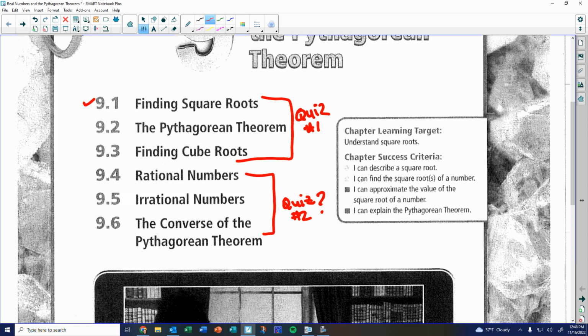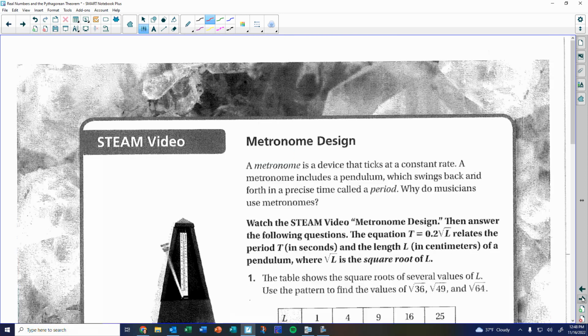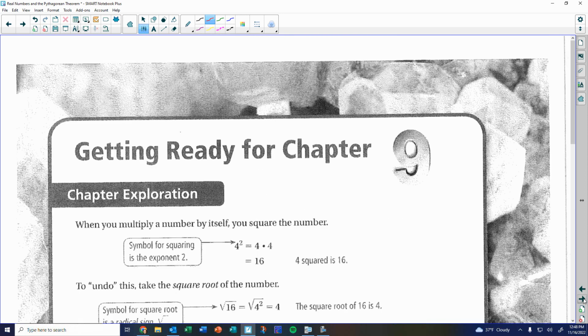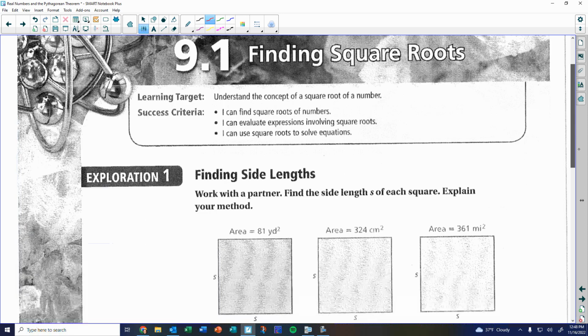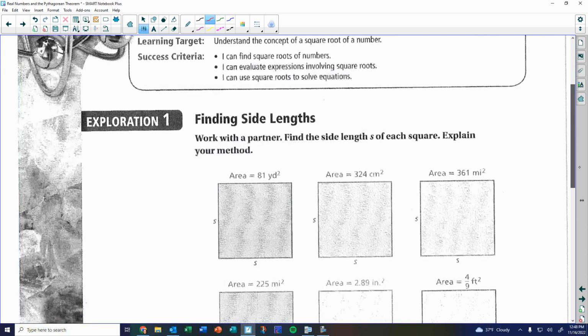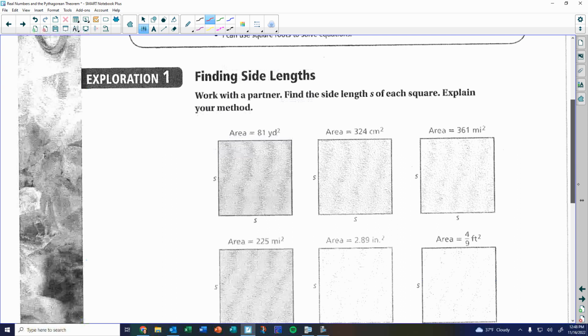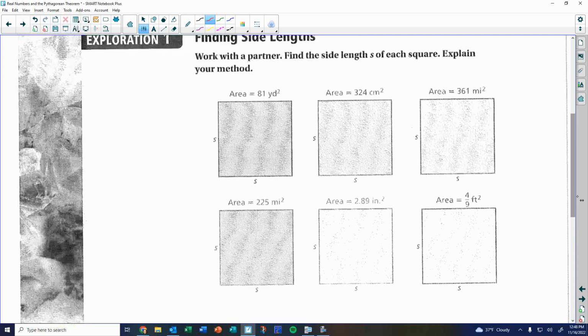So here's what we're going to start with. A couple pages in, where it says 9.1 square roots, we have a couple explorations here. We're going to see your knowledge right now on squares and square roots. You've got exploration 1 here, which has a square, and you notice they give you areas of these 6 squares.